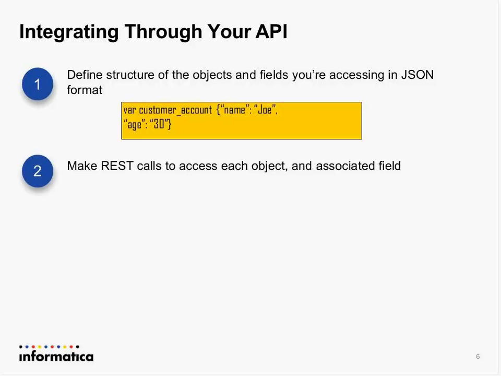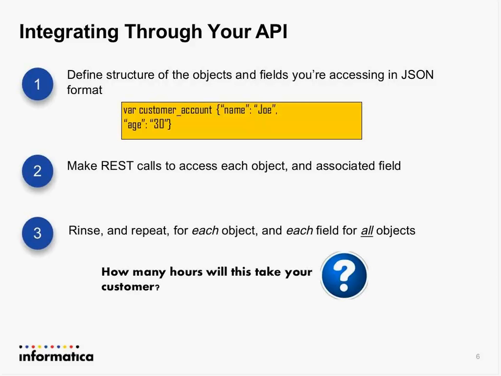Then they're going to have to make REST calls for the object and the fields that they want to access. And then they're going to need to do that for every single object and for every single field. And as you can imagine, this can be quite a time-consuming task. And in addition, what if your API changes? Or what if the object changes? Then they have to go back and modify code.